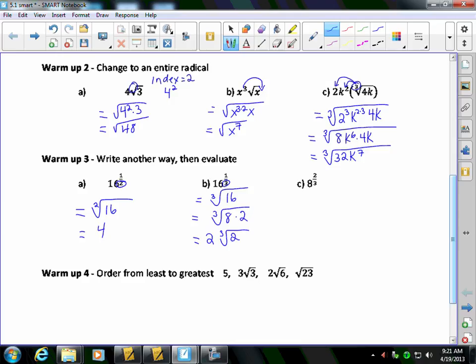So if a question says to simplify and you left this as cube root of 16, you get partial marks because this is the simplified form.